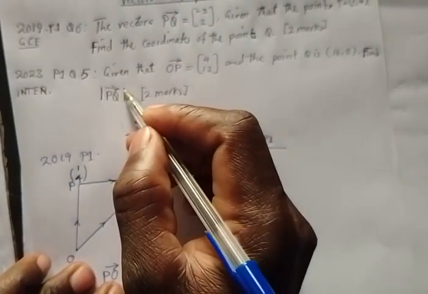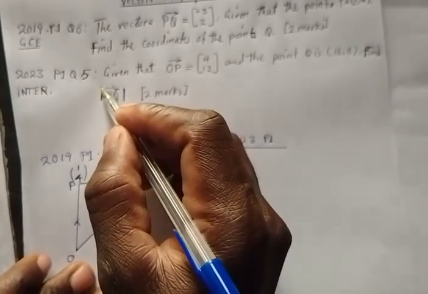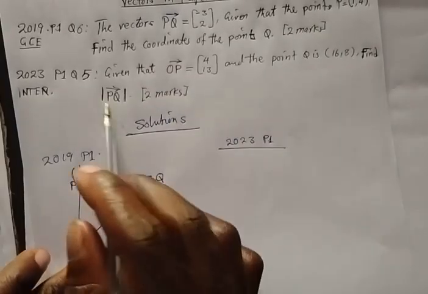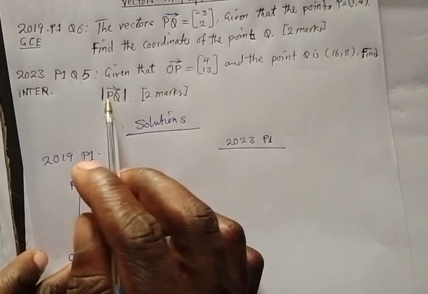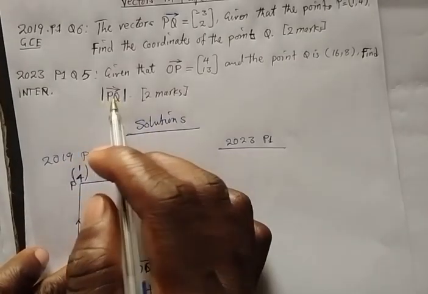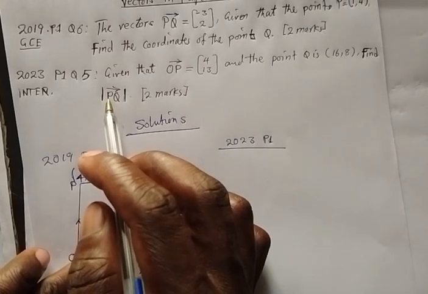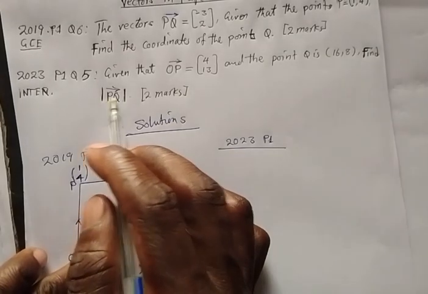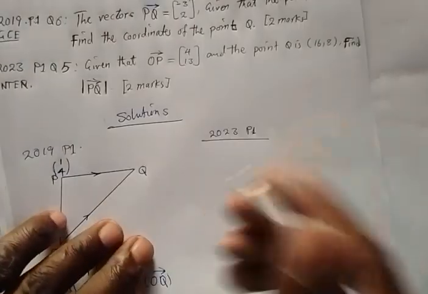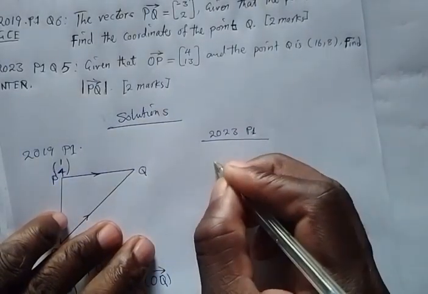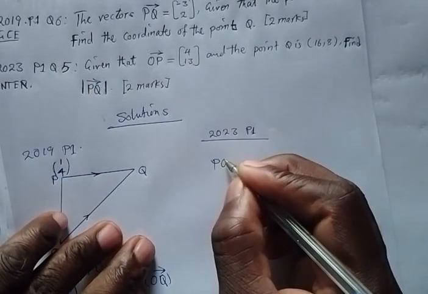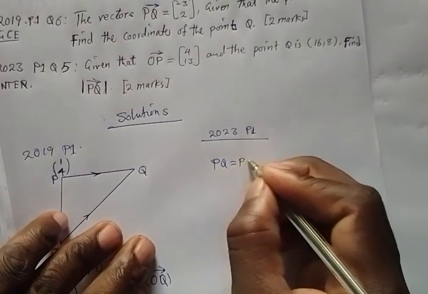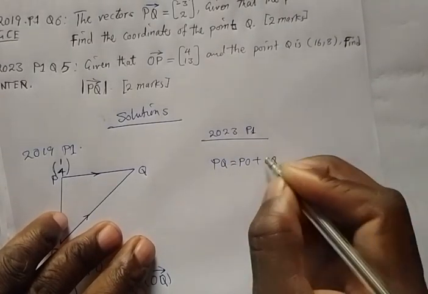So this one, if you find the vector in these straight lines, in between these lines, it means that you are finding the magnitude of vector PQ. When you want to find the magnitude of vector PQ, the first thing you need to find is the vector PQ. So vector PQ, we are going to write PQ is equal to, using the position vectors, PO plus OQ.